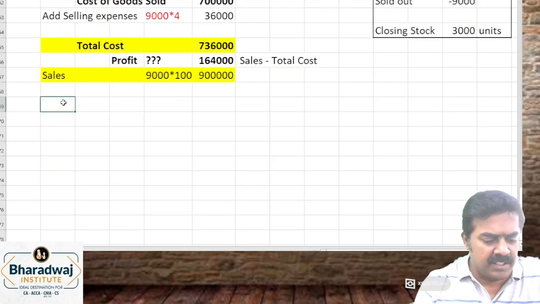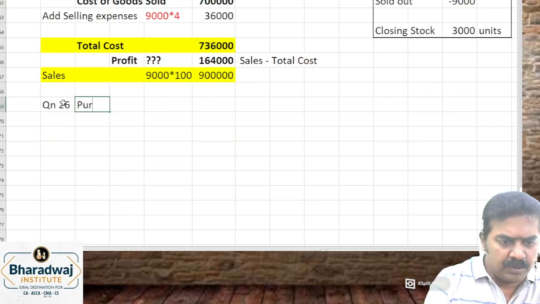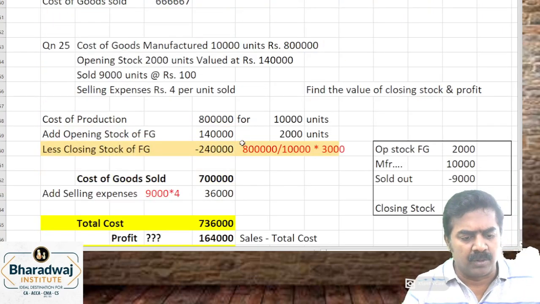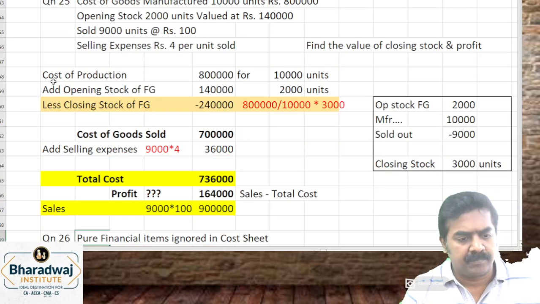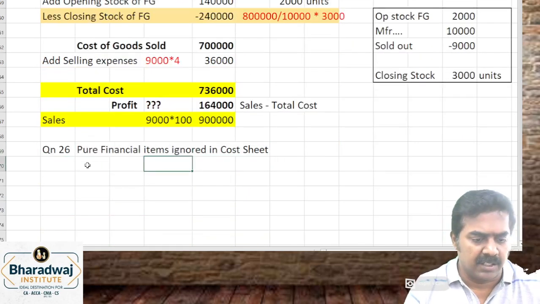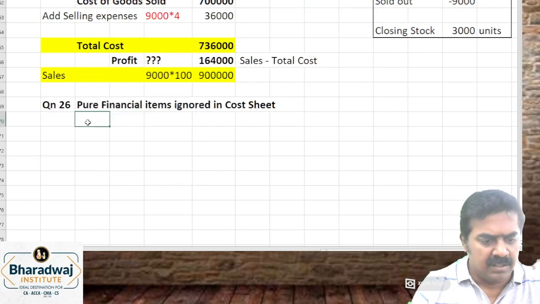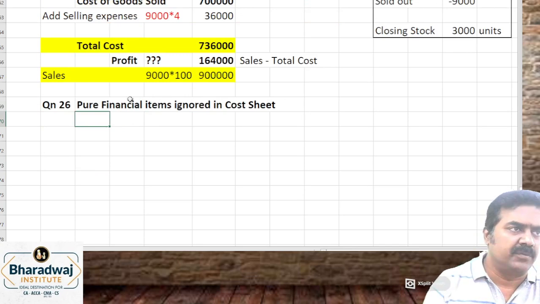Next, a question can be tested based on this. Pure financial items are ignored in the cost sheet. Have we copied this or have we taken up this? Pure financial items are ignored in which one? Cost sheet. They can ask you any one of the first items. These items are related only to which one? Financial accounts.